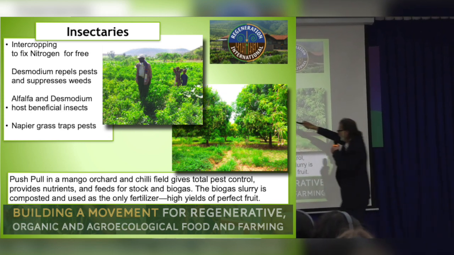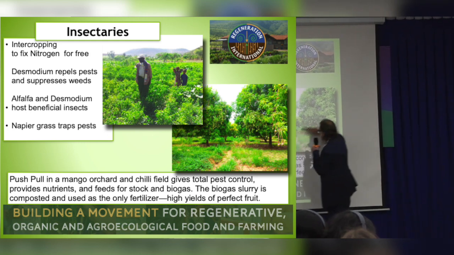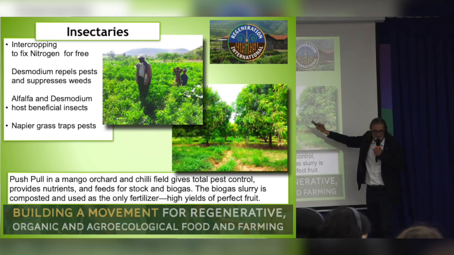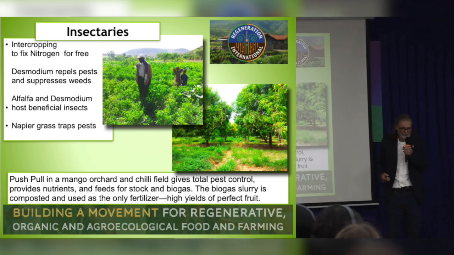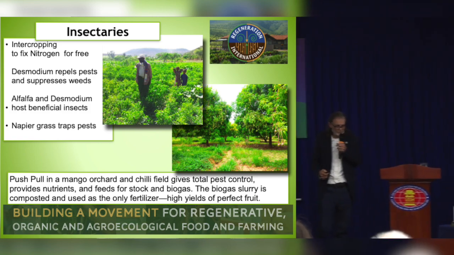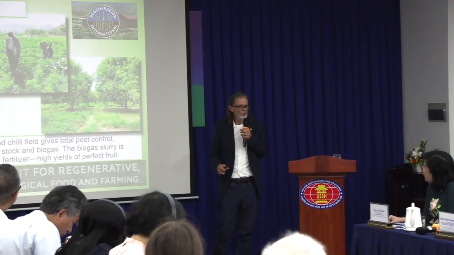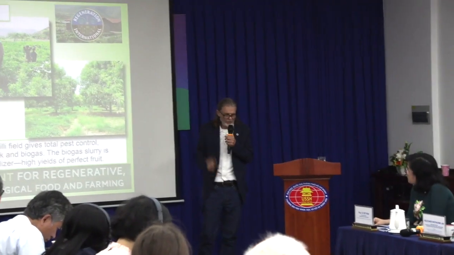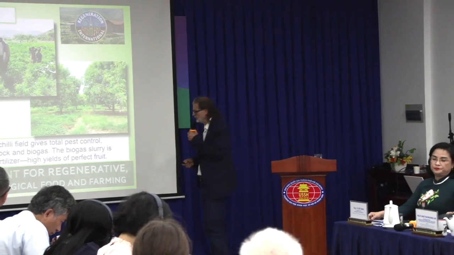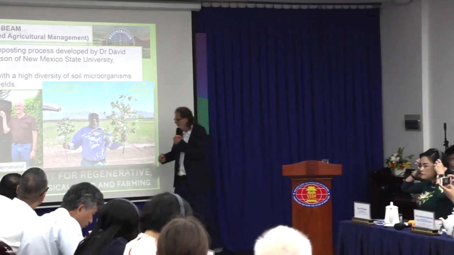So here's a chili crop. This is a mango crop. We can use these systems in any farming system. So instead of spraying out, ploughing out, what we do now is adding functional biodiversity that gives us all these benefits.